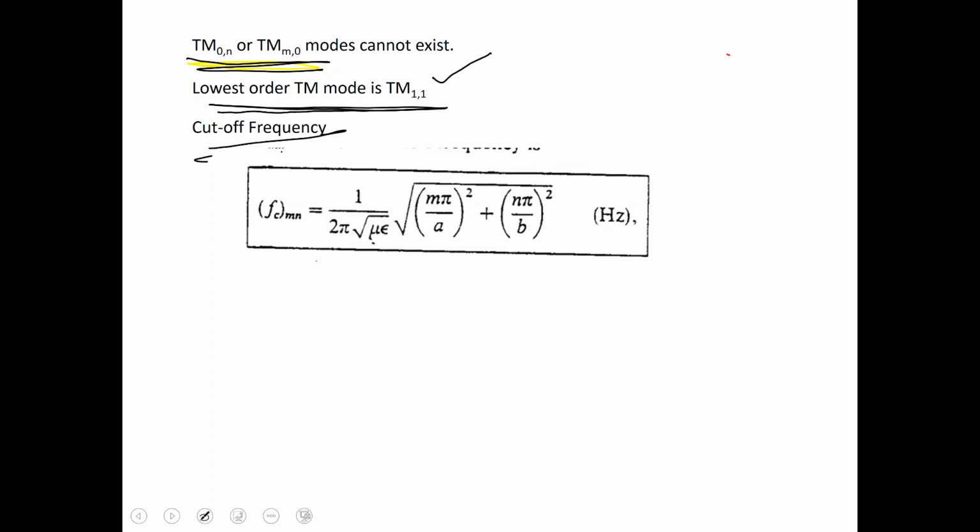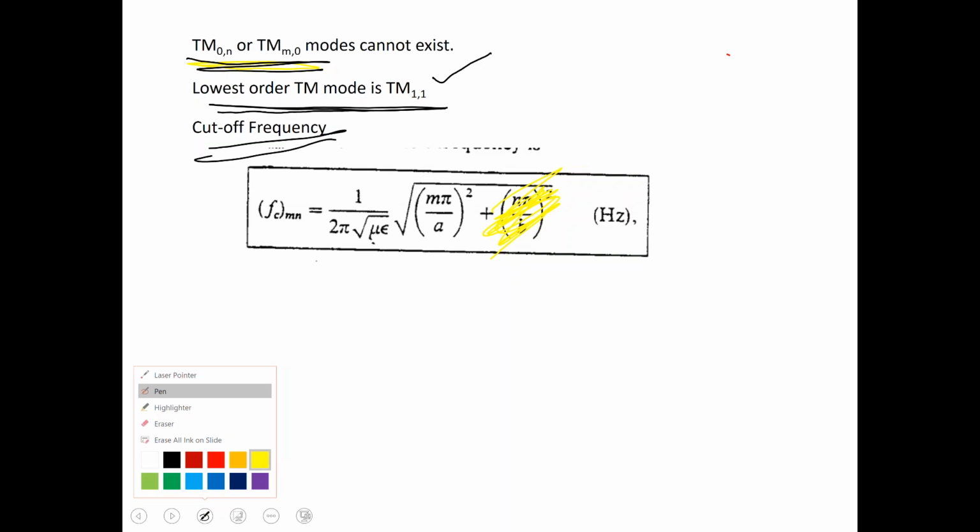And the cutoff frequency of every mode, again remember this term is looking very similar to what you had seen for parallel plate waveguide. It was just the term in the front. Now because there is a confinement in the other direction too, a second term is added to the cutoff frequency. So this is what we have seen for the modes so far.